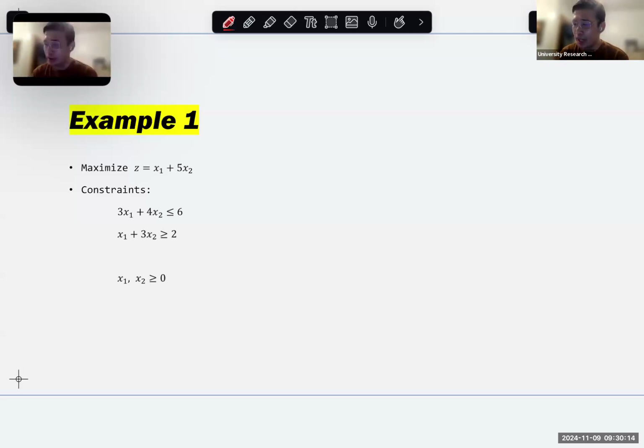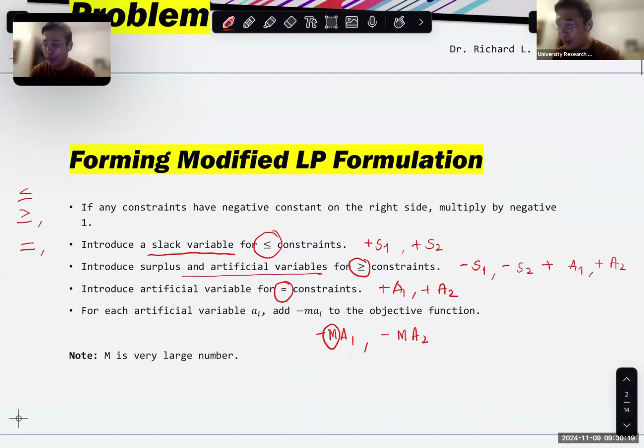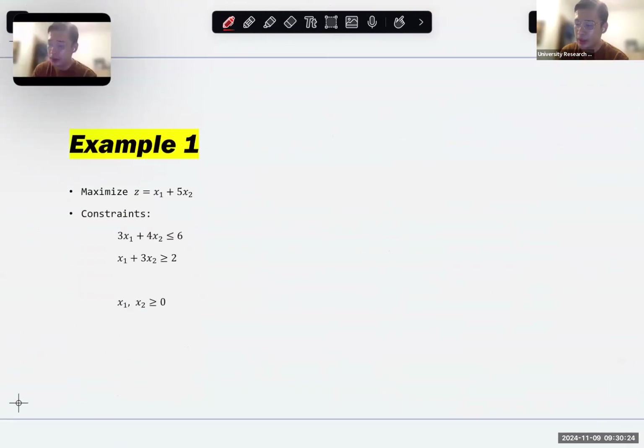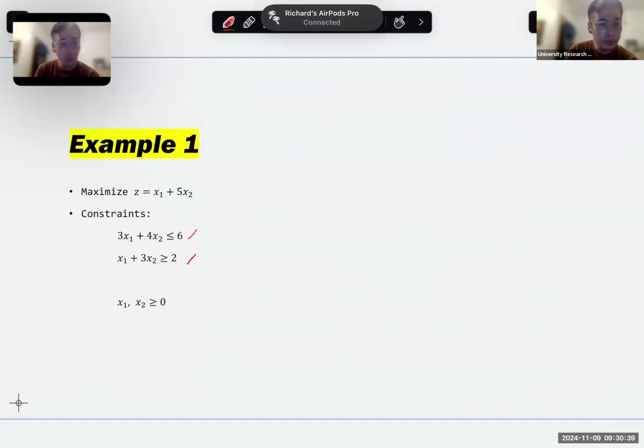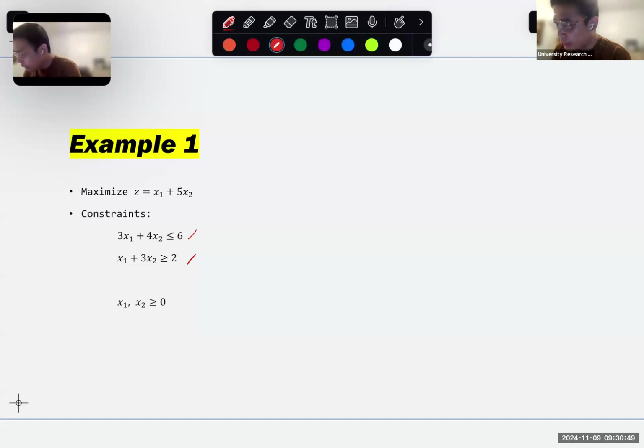So for the first step, we check if there is a negative constant on the right side. As we can see here, 6 is positive, 2 is positive as well. We're good with that one. The next step is we introduce slack variables for less than or equal to. So the first constraint is less than or equal to, so we introduce the slack variable.